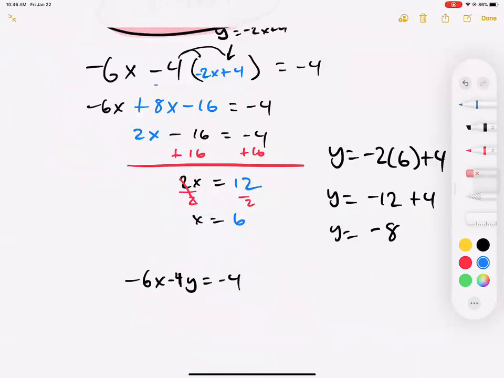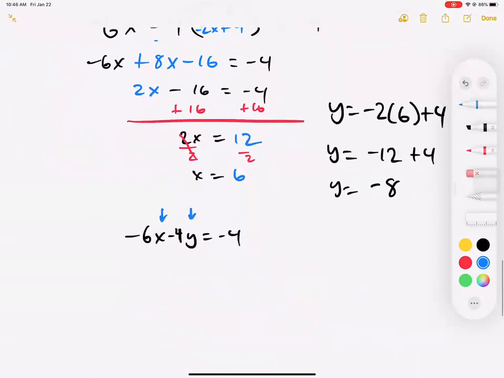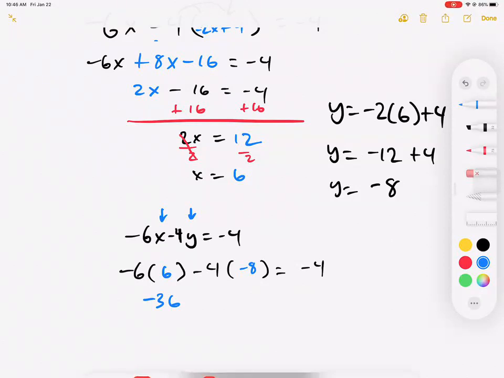And since we do have x and y, let's go ahead and substitute to just verify that this is the right answer. Here we go. Negative 6x, what was my x value? Minus 4y, what is my y value? And are we going to end up with negative 4 at the end? Let's go ahead and check. X we said was positive 6. Y we said was negative 8. Let's do the math. 6 times 6 is 36, negative 36. Negative 4 times negative 8 is 32. That's going to be a positive 32. Does negative 36 plus 32 become negative 4? Is that true? It is. Negative 4 is equal to negative 4. Yes, it is.